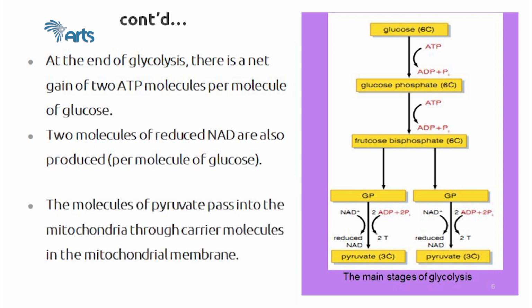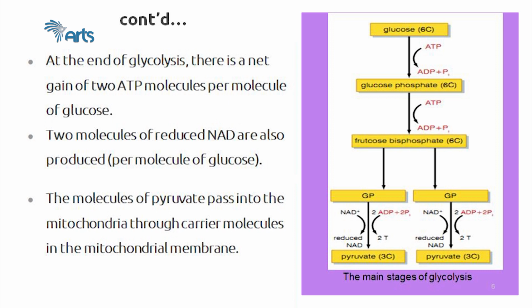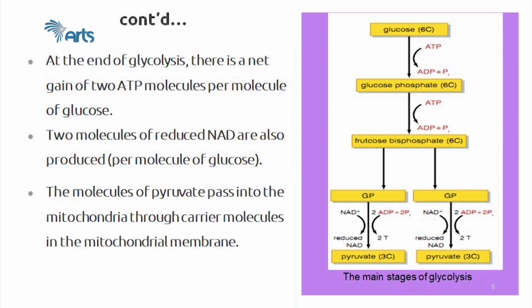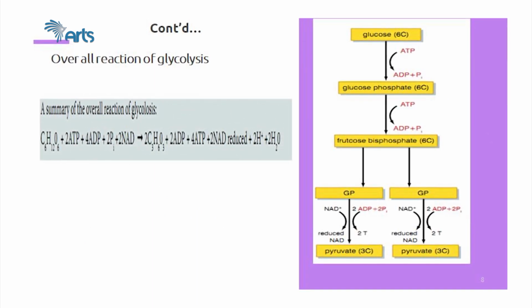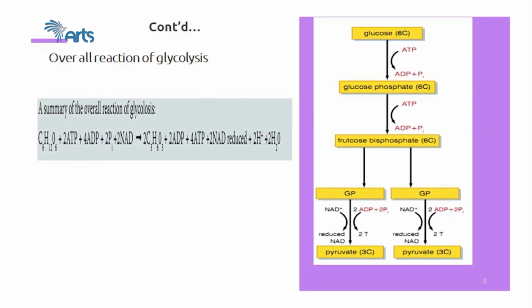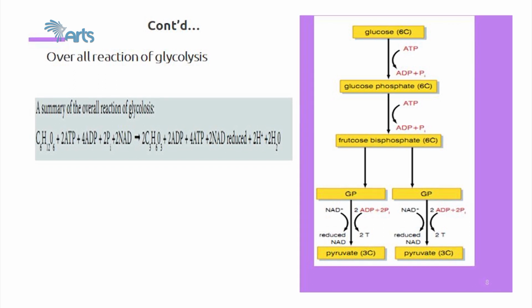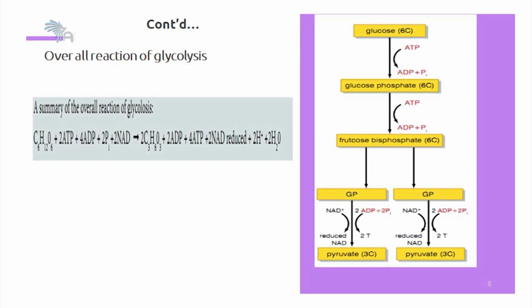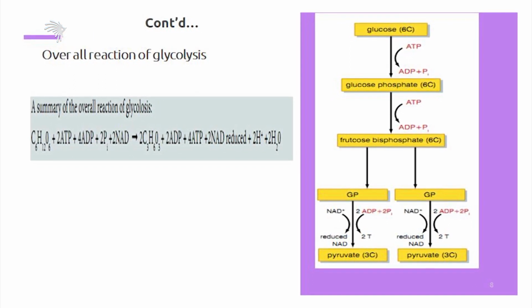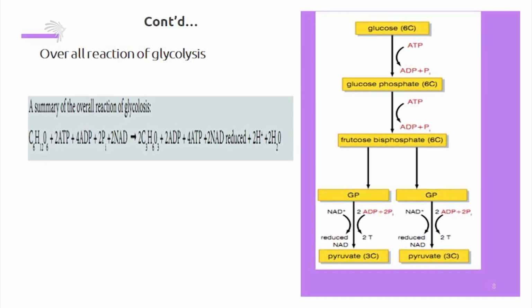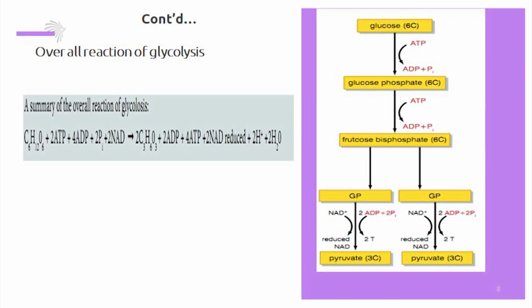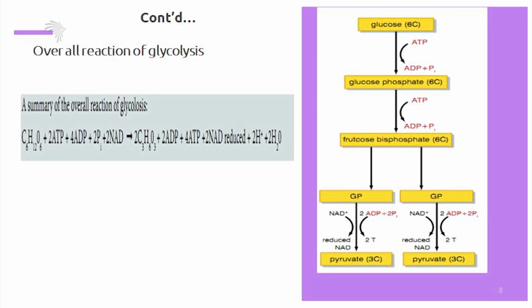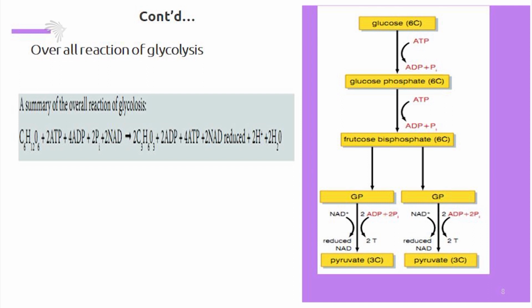The molecules of pyruvate pass into the mitochondria through carrier molecules in the mitochondrial membrane. In the overall reaction of glycolysis, one molecule of glucose breaks down and gives two molecules of 3-carbon pyruvate, and finally two molecules of reduced NAD. These are the overall reactions, as you can see in these chemical reactions. So these are the end products of glycolysis.